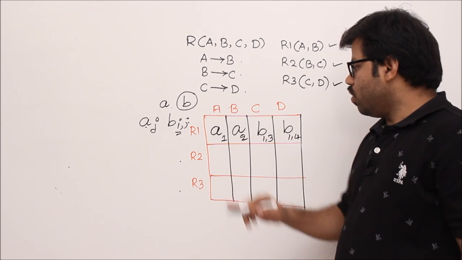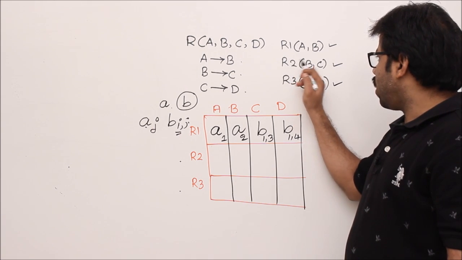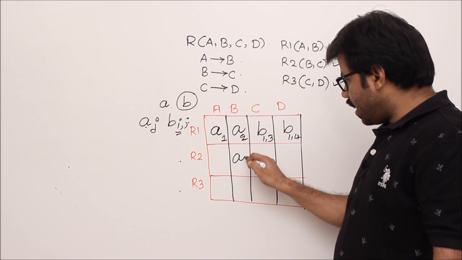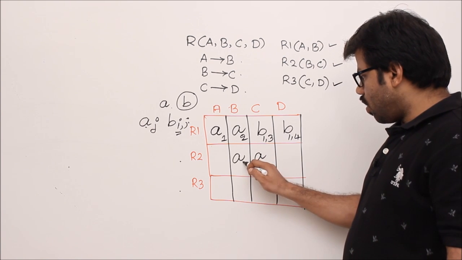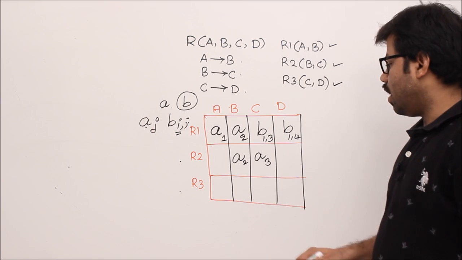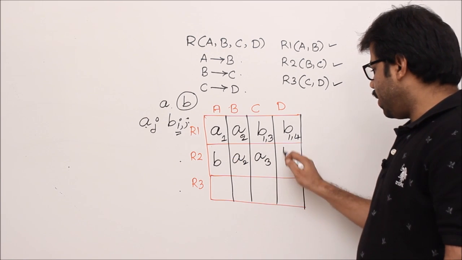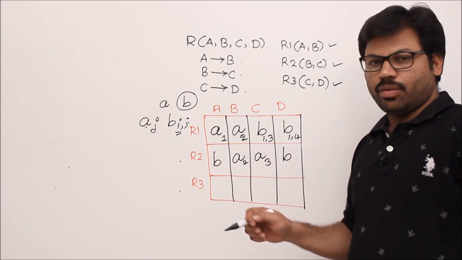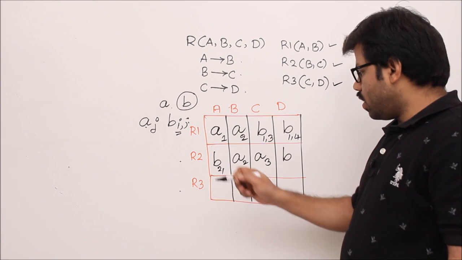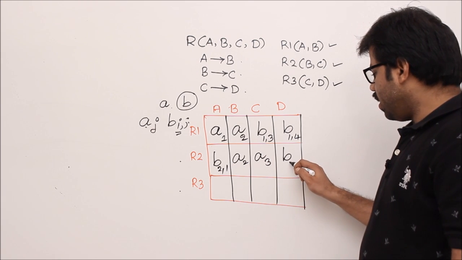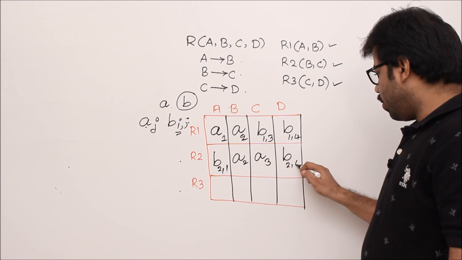Similarly, for R2, the attributes in R2 are B comma C, right? Then here we write A entries, but for column number 2 and column number 3. Now the other entries are B's, with row number and column number. So what is the row number? 2 and column number 1. Here it will be row number 2 and column number 4.